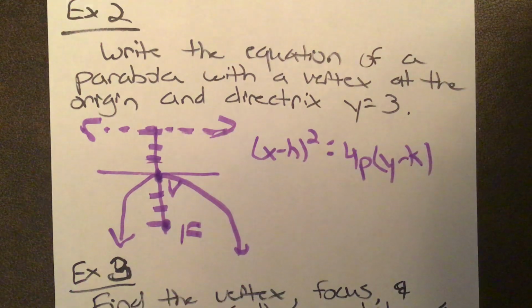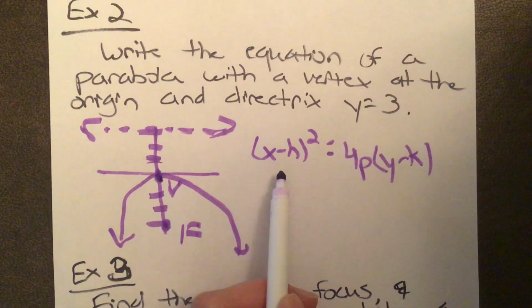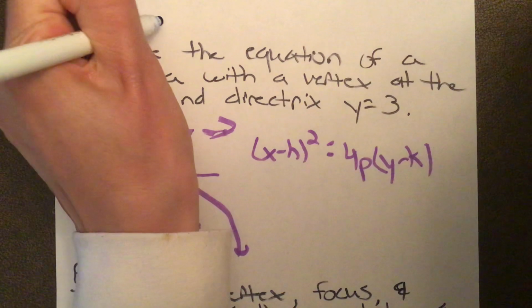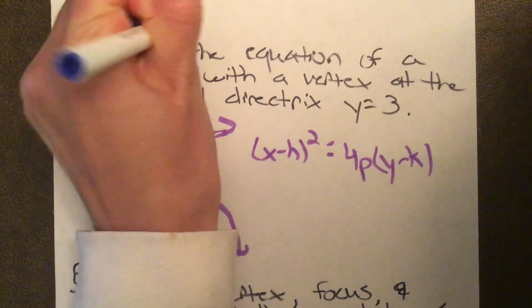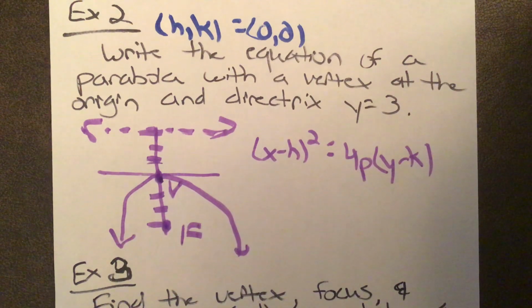Okay, and then we're going to plug in what we know. We know the h and the k are 0, 0 here. So that makes it easy. Let me just write it up here. So we know (h, k) is (0, 0), because they tell us the vertex.